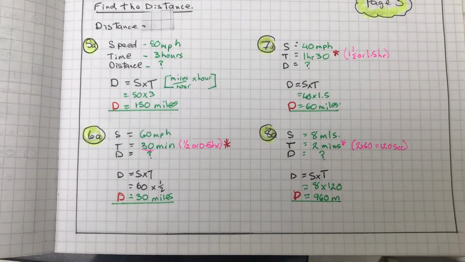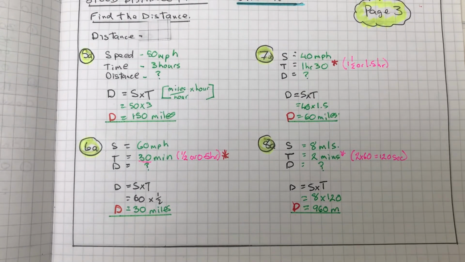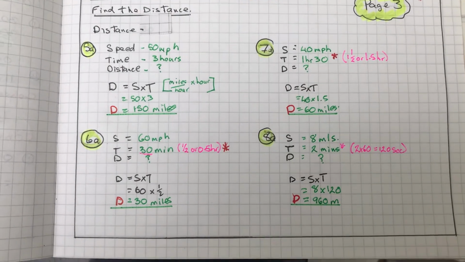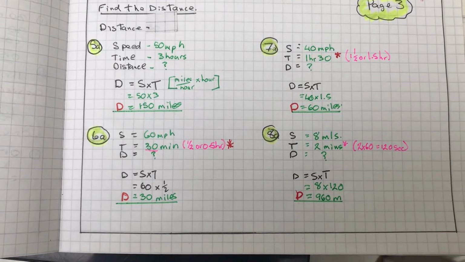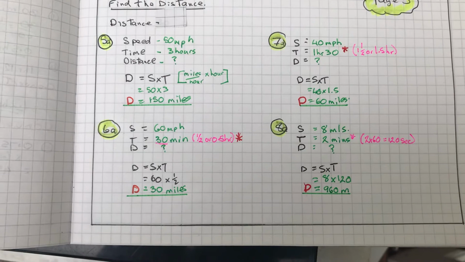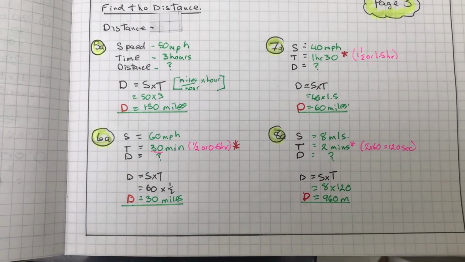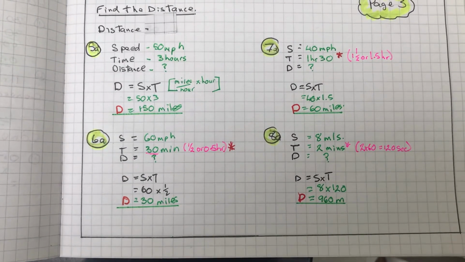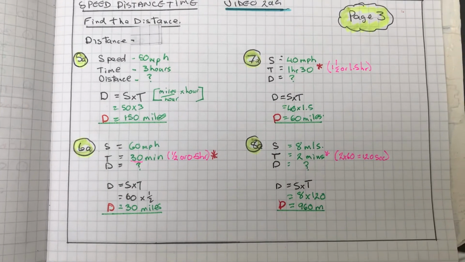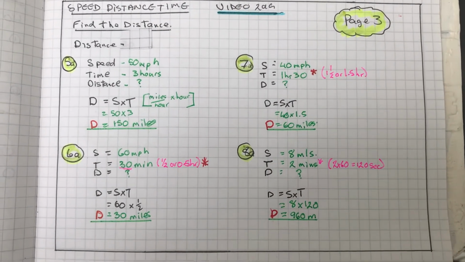I can check that by looking at the units. The speed is in miles per hour, the time is in hours. When I multiply the units, the hours will cancel out and miles will be left. So if I do D equals S times T, 50 times 3 gives me 150 miles is my distance.